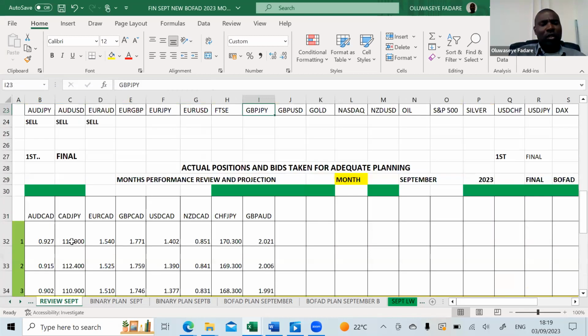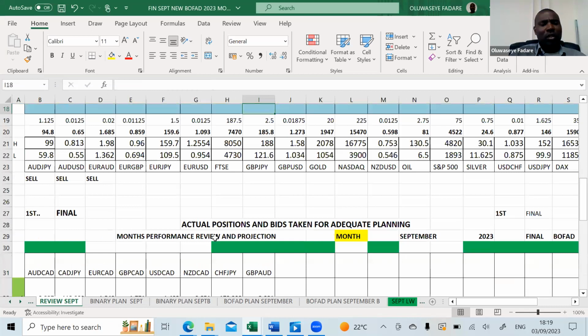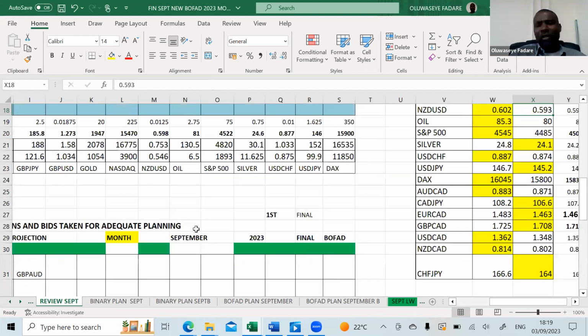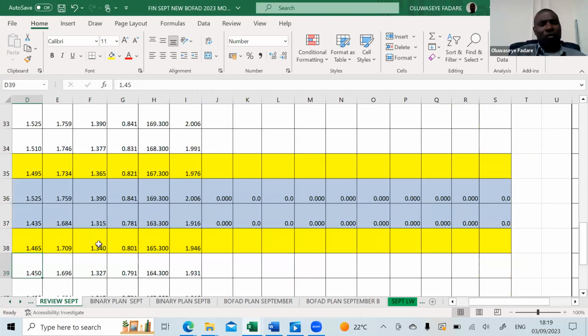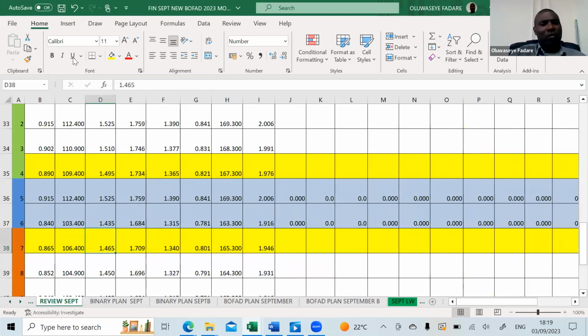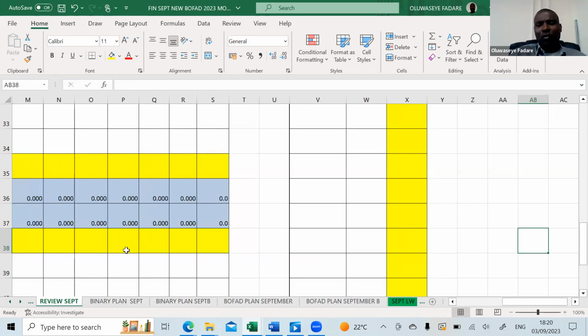1.465, 1.495. So it has reached 1.463, which means 1.465. So this is good as well. So it's now at 1.463. So either the market moves downwards or the market reverses back to the opposite position.